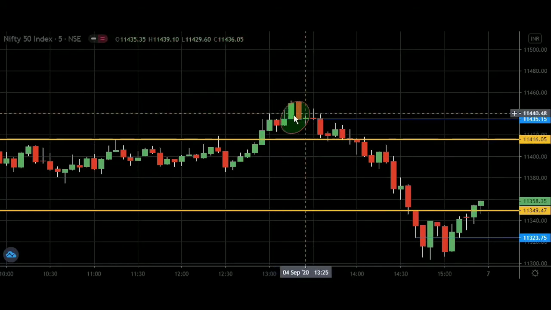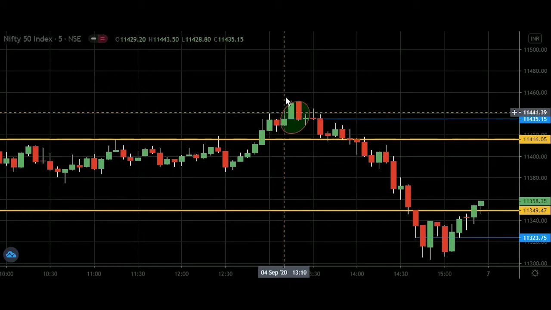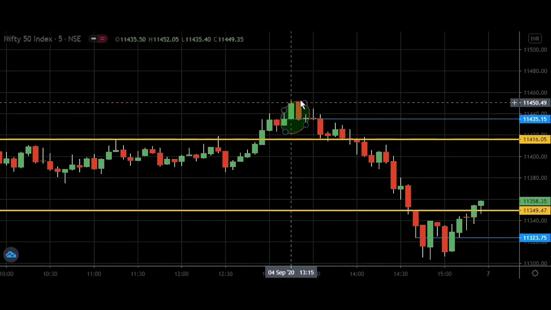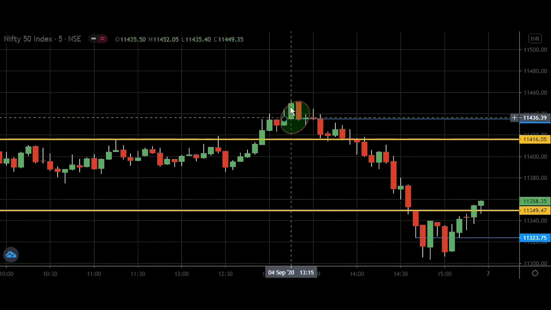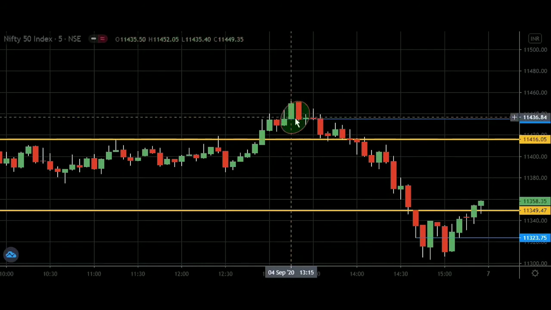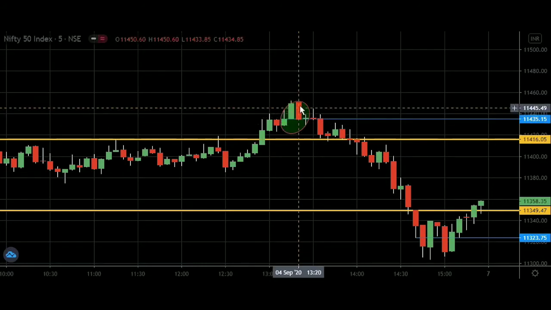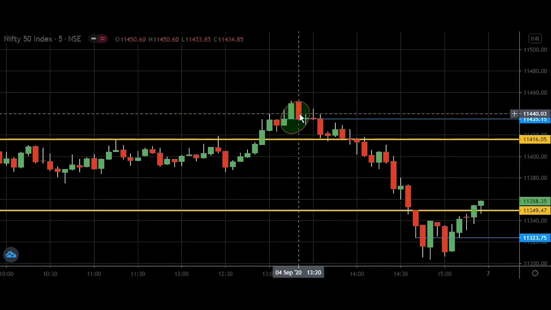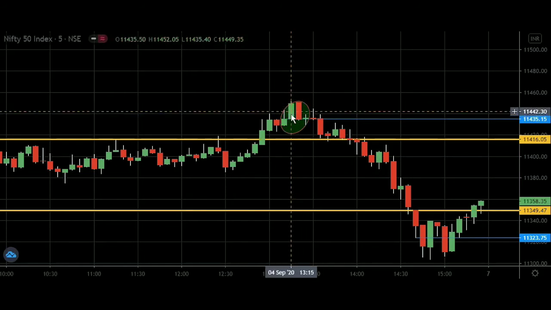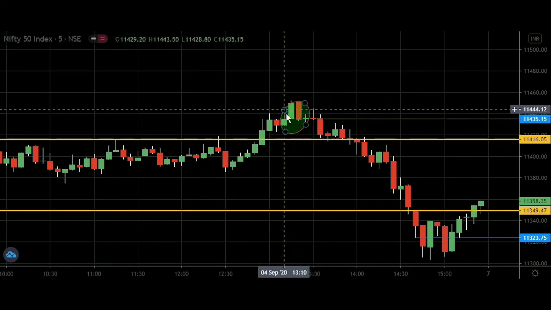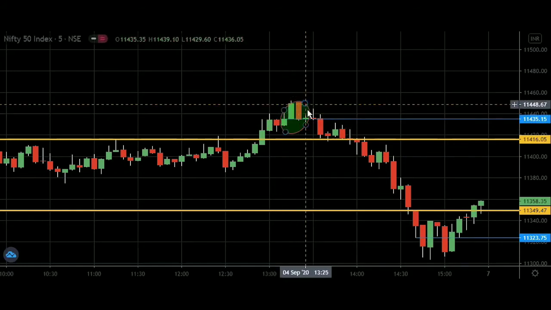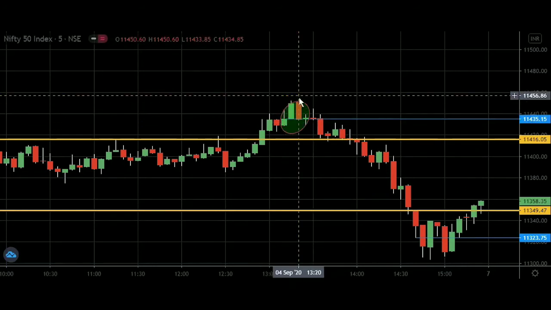In case you don't know what a bearish engulfing pattern is, it is a two-candlestick pattern where the first candle is green in color and the second candle is red in color. The rule is that the second candle, this red candle, should fully engulf the first candle, this green candle. Then the pattern is called a bearish engulfing pattern. So my friend, this itself is a very bearish signal.